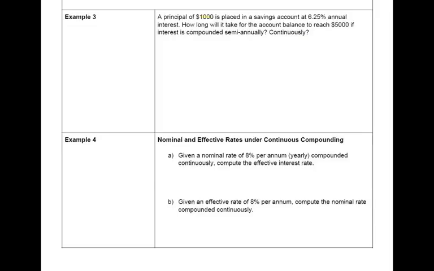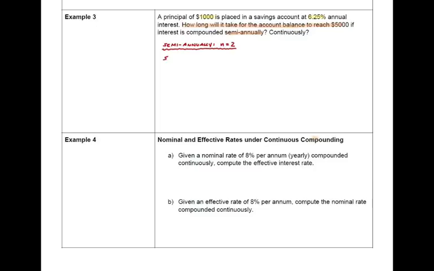So we're going to look at an example, and we're going to contrast compound interest with continuous compound interest. So if we look at semi-annually, $1,000 placed in an account earning 6.25% annual interest, or a nominal interest rate of 6.25%. So here the question is, how long will it take for the account balance to reach $5,000? And we're going to look at two different interest calculations, semi-annually and continuously. So we're still looking for a time, but we're looking for a traditional compound interest calculated twice per year versus a continuous compound interest. And what you should see is, if interest is compounded continuously, it should reduce the amount of time it takes your money to grow to $5,000.